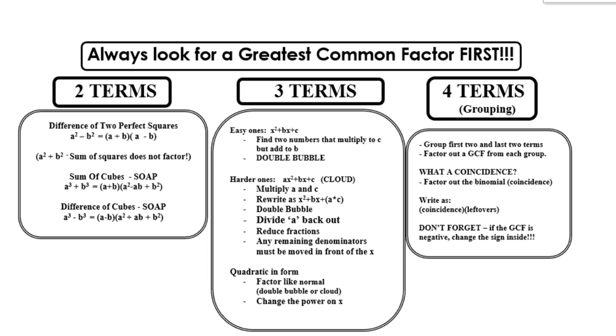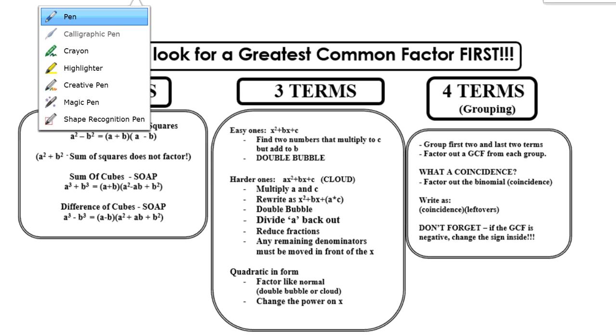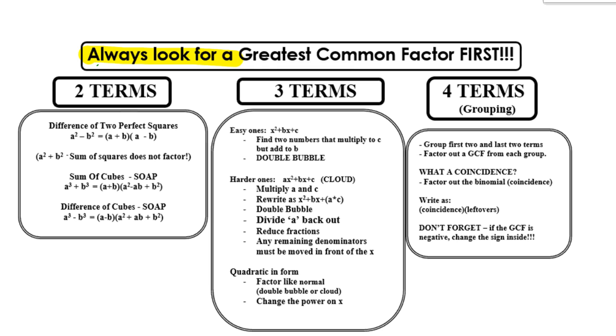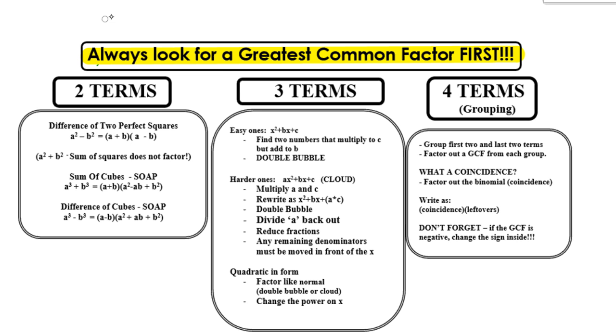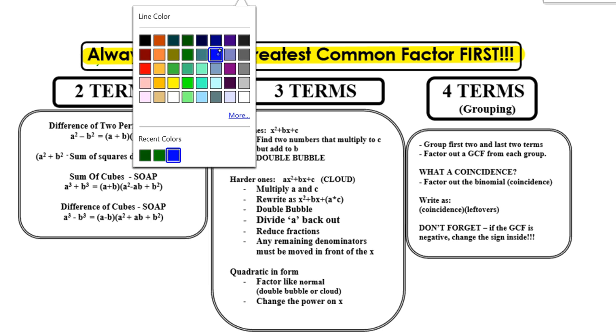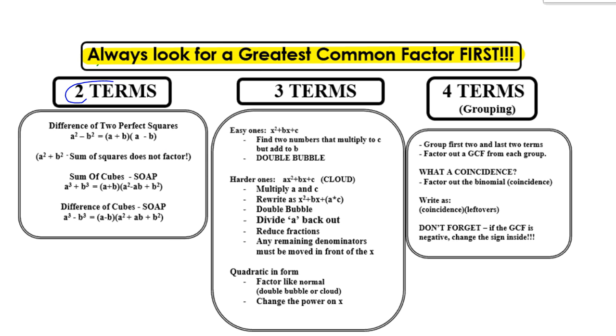Now, there's not a lot that's changed as far as the steps. You will always look for a GCF first. Greatest common factor is always first. And then you count the number of terms. If you have two terms, it could be the difference of squares, that's these guys, right?